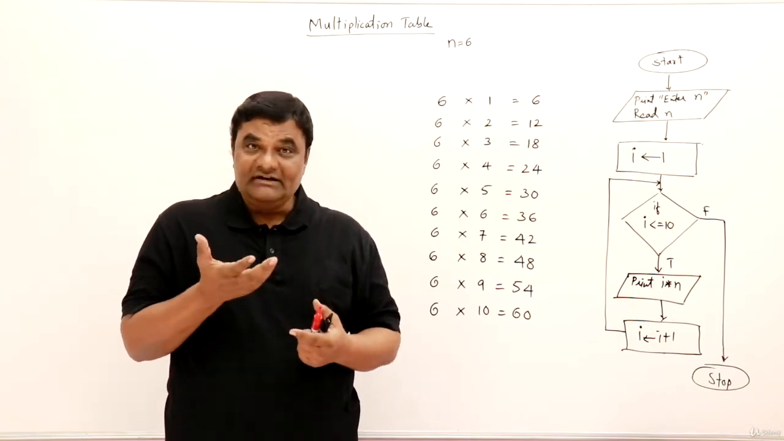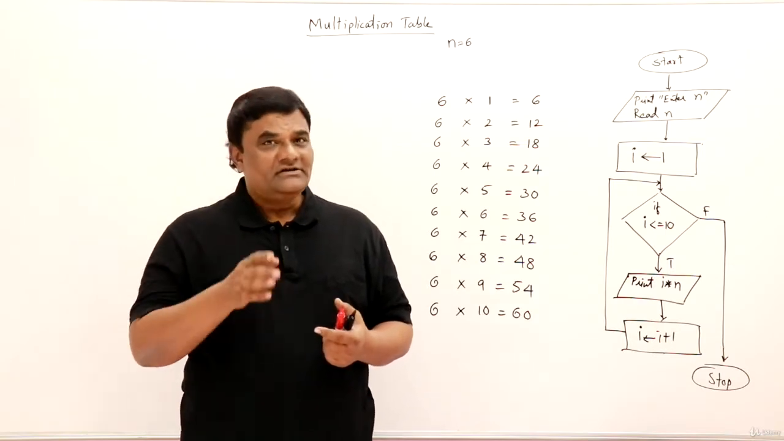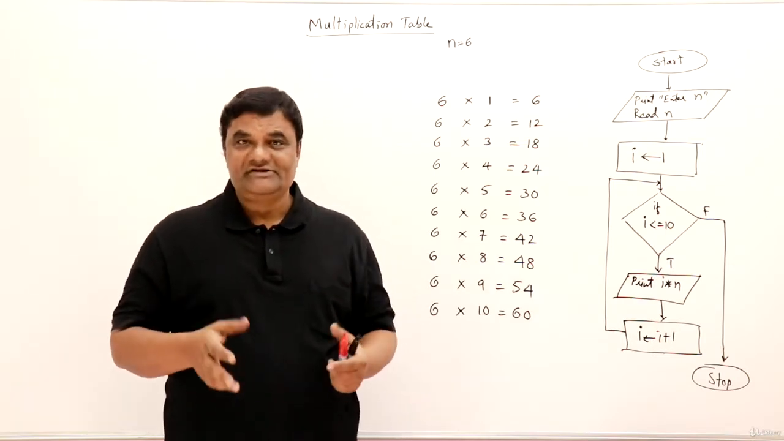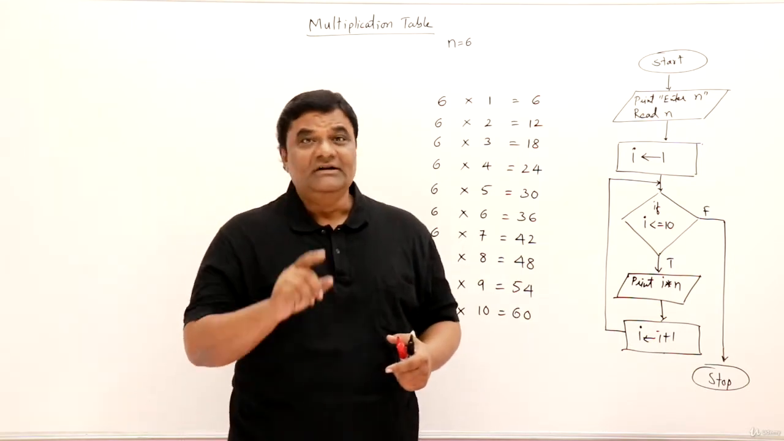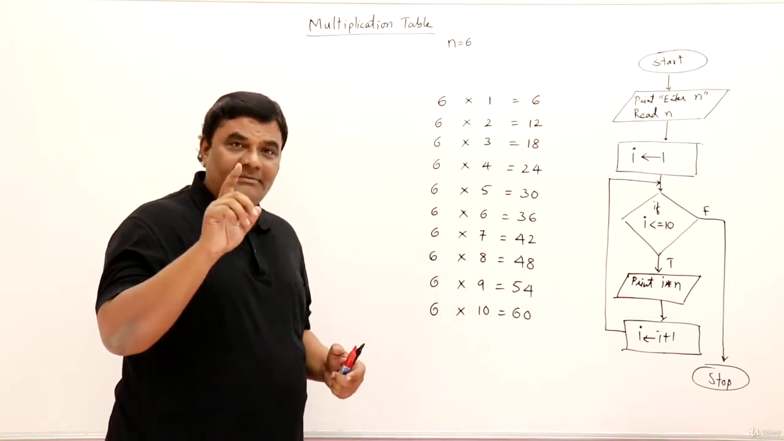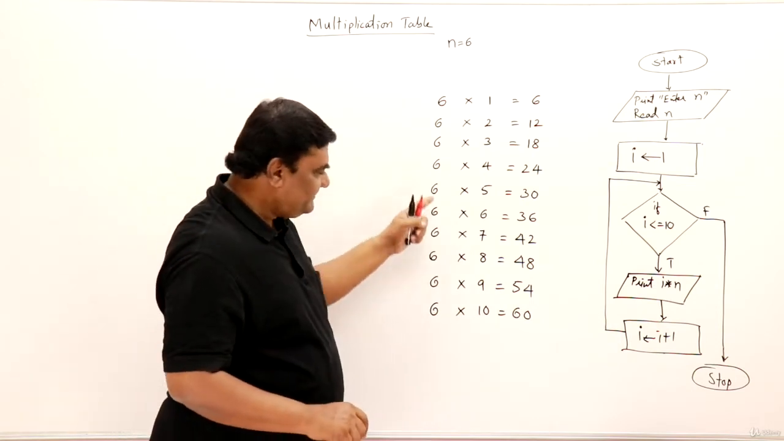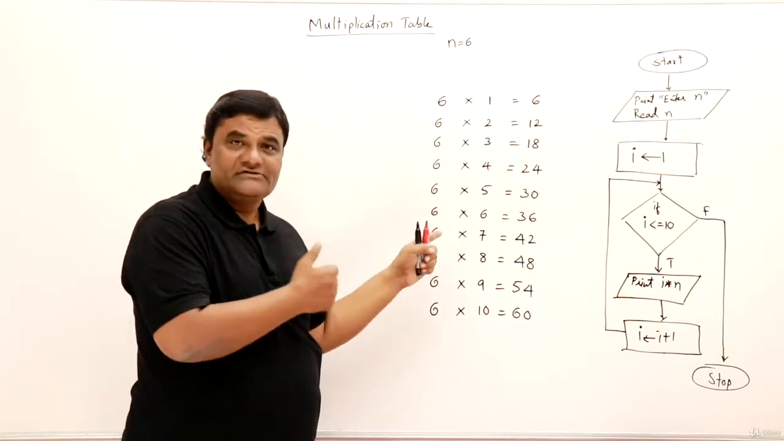So for that, you should understand the procedure first of all. Let us learn how to understand the procedure and how to take a loop and solve a problem. This is a very basic problem. Let us see a multiplication table. Already I have an example of a multiplication table. This is how it looks.